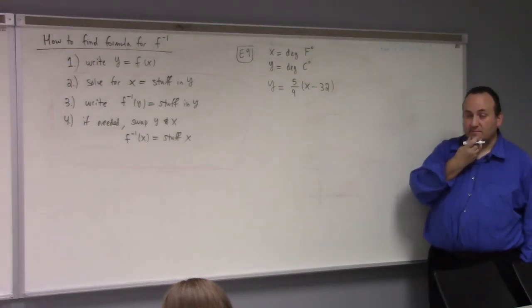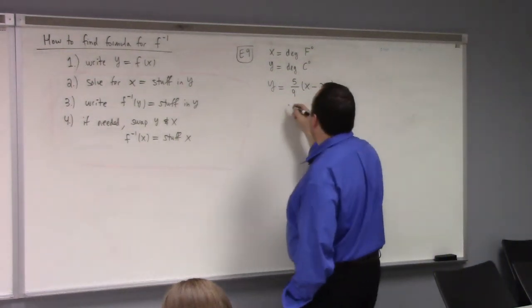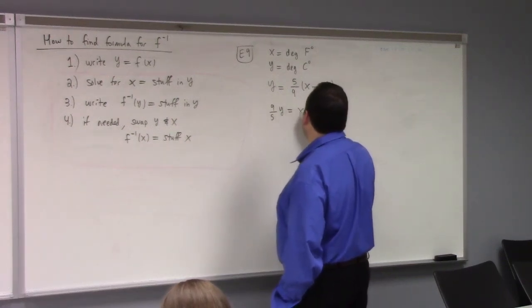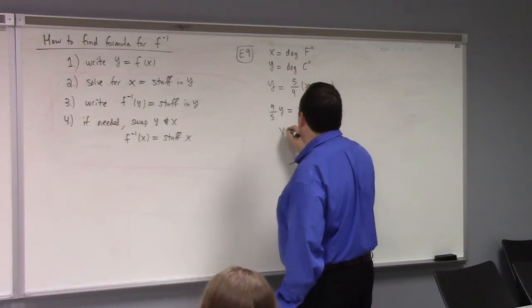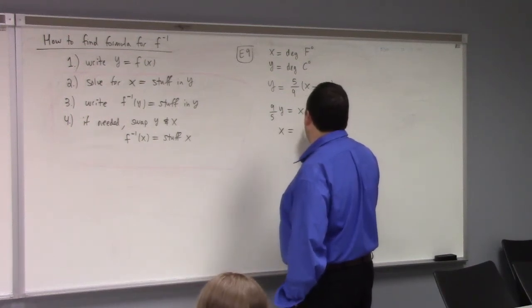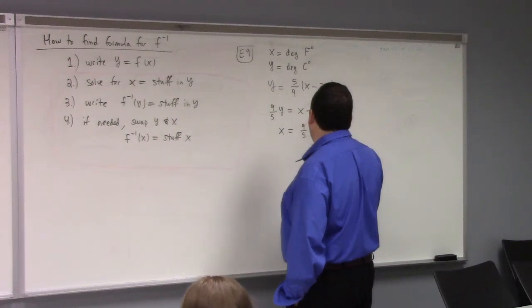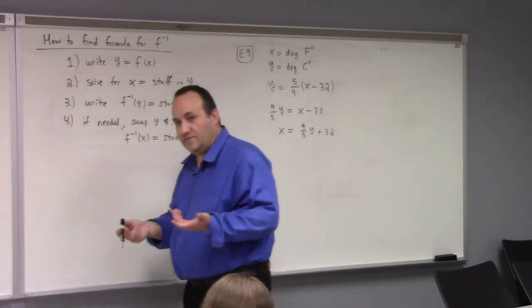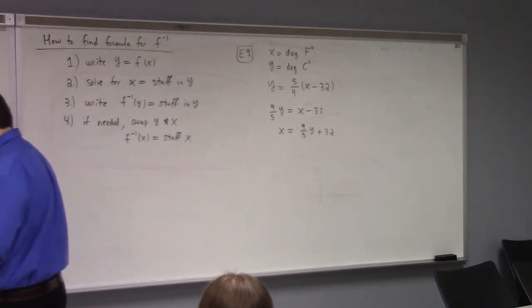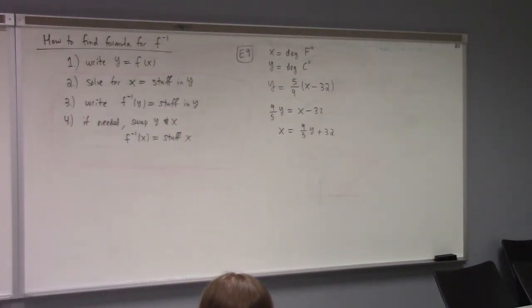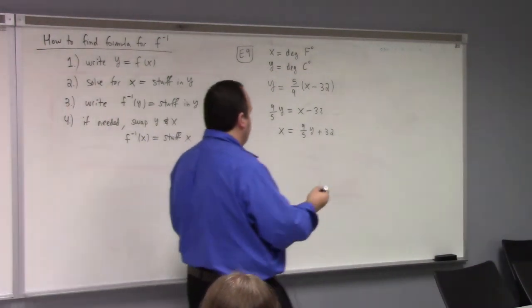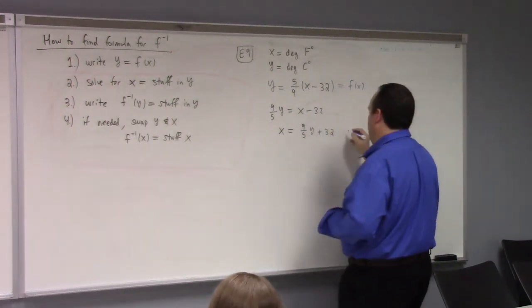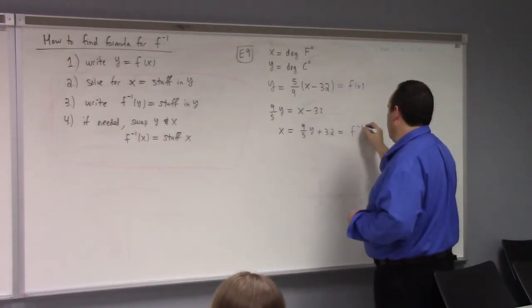Solve for x. What is this? We get 9/5 y equals x minus 32. So that gives us x is equal to 9/5 y plus 32. That's the inverse relation. See, if I introduce function notation here, I'm saying this is my f of x, all right? And this down here is really f inverse of y.